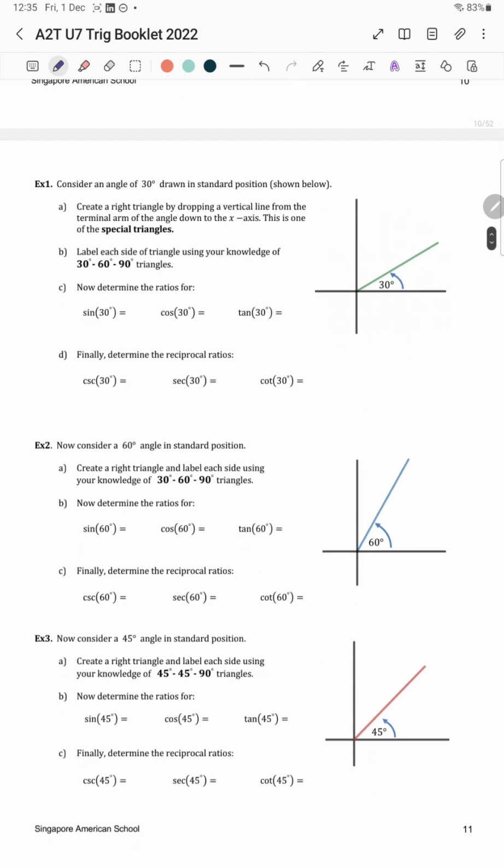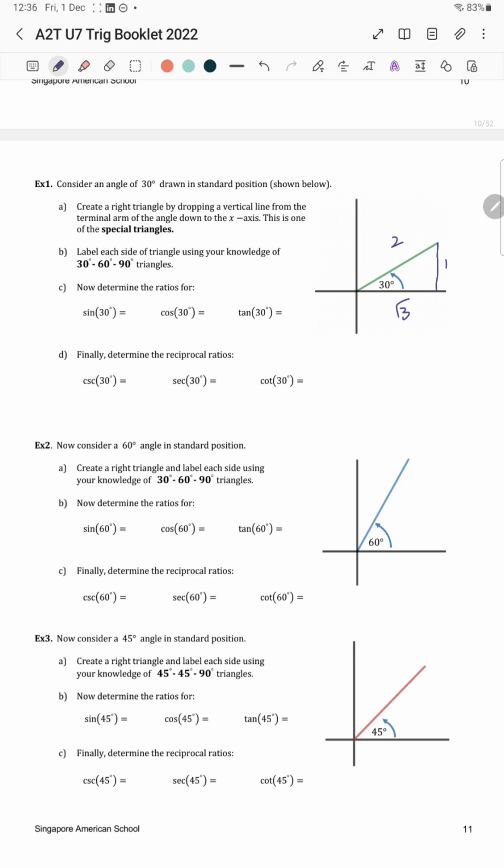Consider an angle of 30 degrees drawn in the standard position as shown in the figure. Create a right triangle by dropping a vertical line from the terminal arm of the angle down to the x-axis. This is one of the special triangles. Label each side of the triangle using your knowledge of 30, 60, 90 triangles. So for 30, 60, 90, it would be 1, 2 and square root 3.